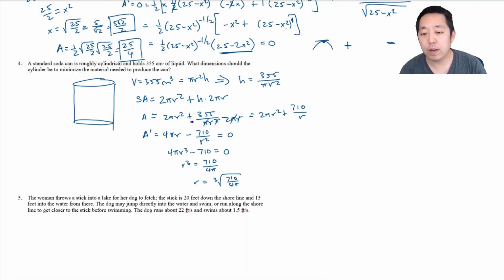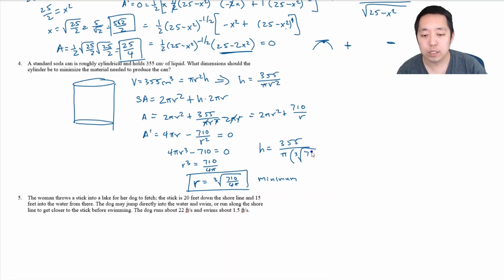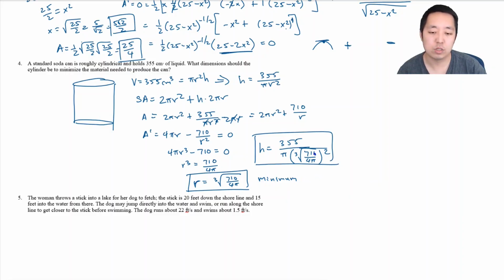Okay. Now, if I were to do a second derivative test, you'll find that this is a minimum. Yeah, the minimum area. Because as you make it thinner, to hold the same amount of volume, it will have to be super, super long. So you could do a second derivative test to confirm that. But that is the dimension of that. And then to find h, I'm going to do 355 divided by pi times the cube root of 710 over 4 pi, squared. Whatever number that happens to be. You can use your calculator to do the rest of that.